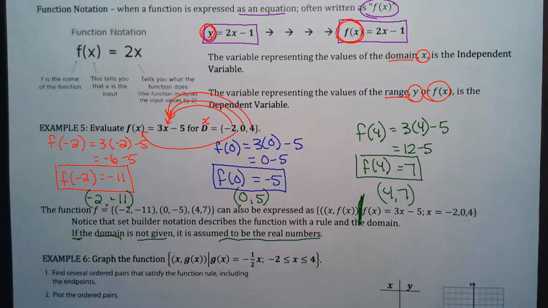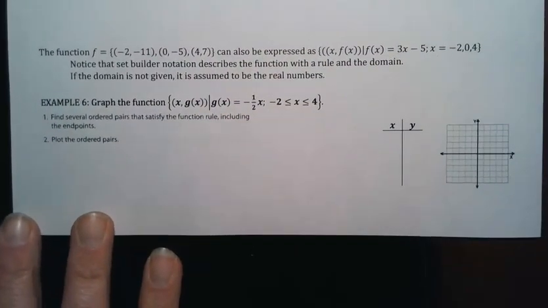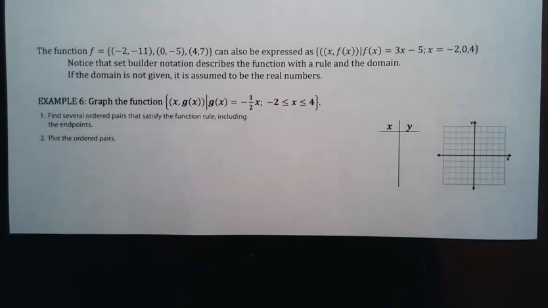All right, so we have one more problem to get to. This last one, Example 6. Graph the function x, g of x such that g of x equals -1/2 x, and we have -2 is less than or equal to x, and x is less than or equal to 4.